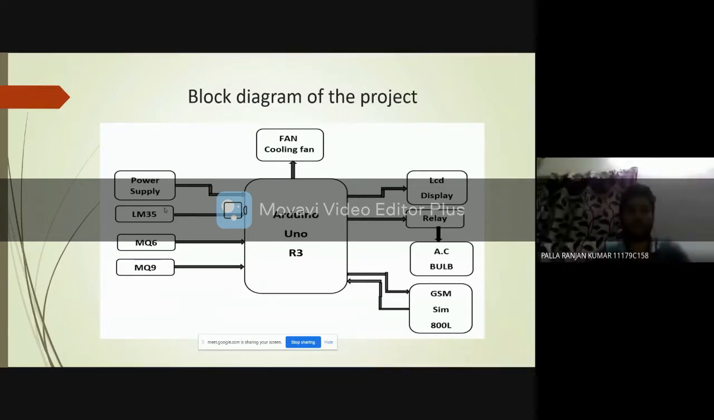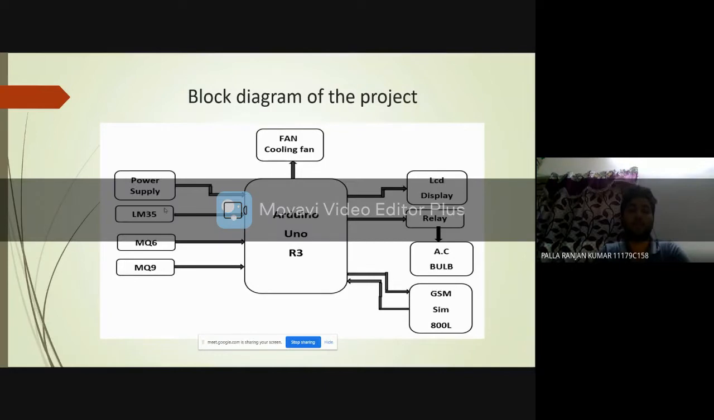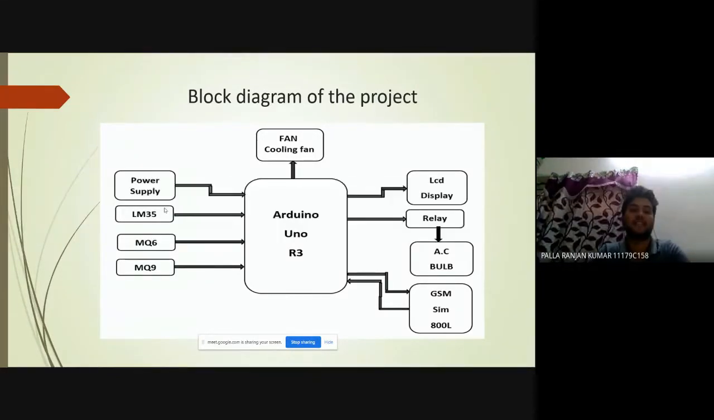This is the block diagram of the project. Actually, here the LM35 temperature sensor, MQ6 gas sensor and MQ9 gas sensor are all inputs. Here the relay, cooling fan and bulb act as outputs. The LM35 detects the temperature and displays the data on the web page. The MQ6 gas sensor detects LPG gas present in the atmosphere, and the MQ9 sensor detects CO gas present in the atmosphere.